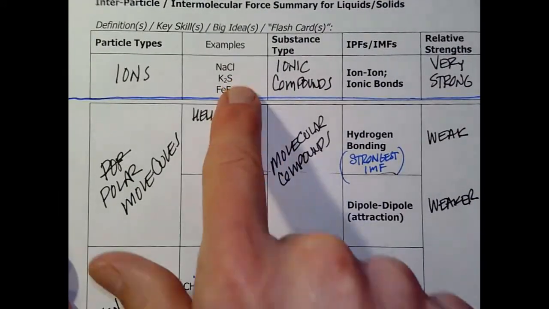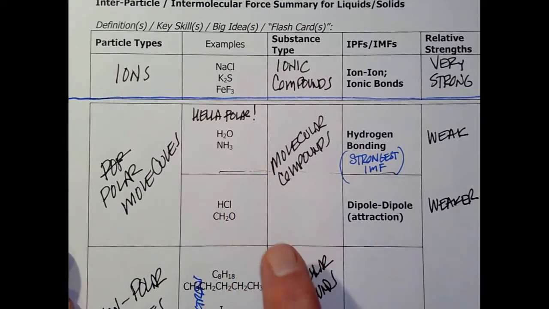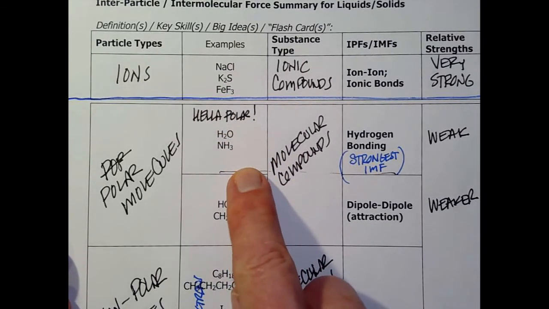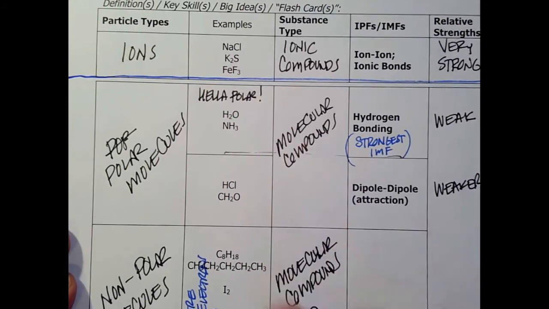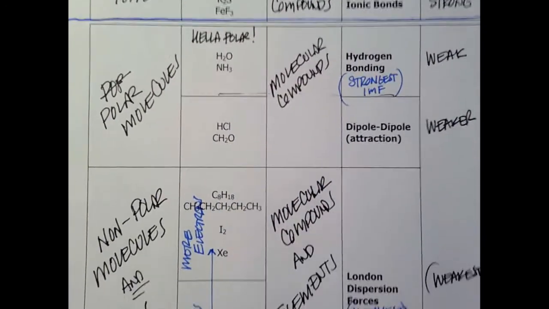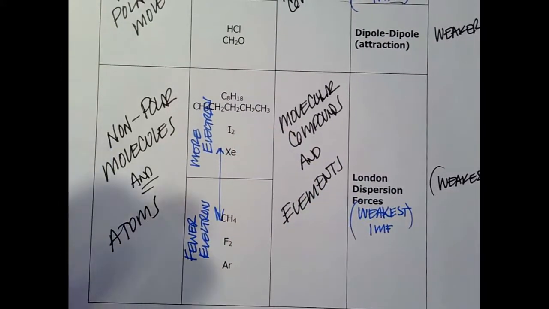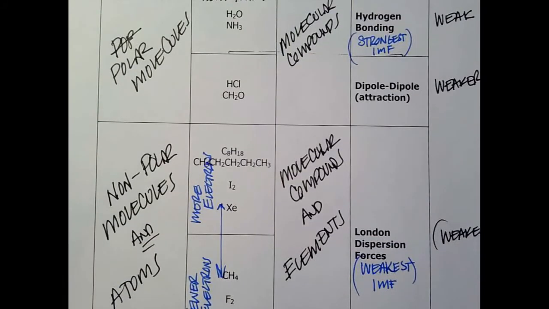I look for ionic compounds. I know molecular compounds, so I start looking to see if they're polar. If they're polar, do they have N-H or O-H? If they don't have any of that, they're nonpolar, or they're atoms. I say, well, they're going to have London dispersion forces at least. More electrons, fewer electrons. So there's my whole spectrum.